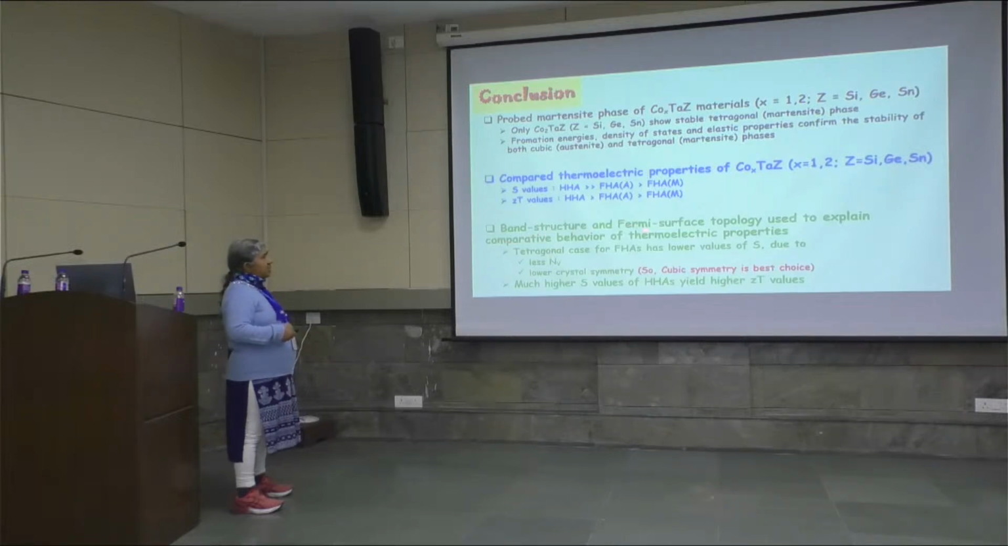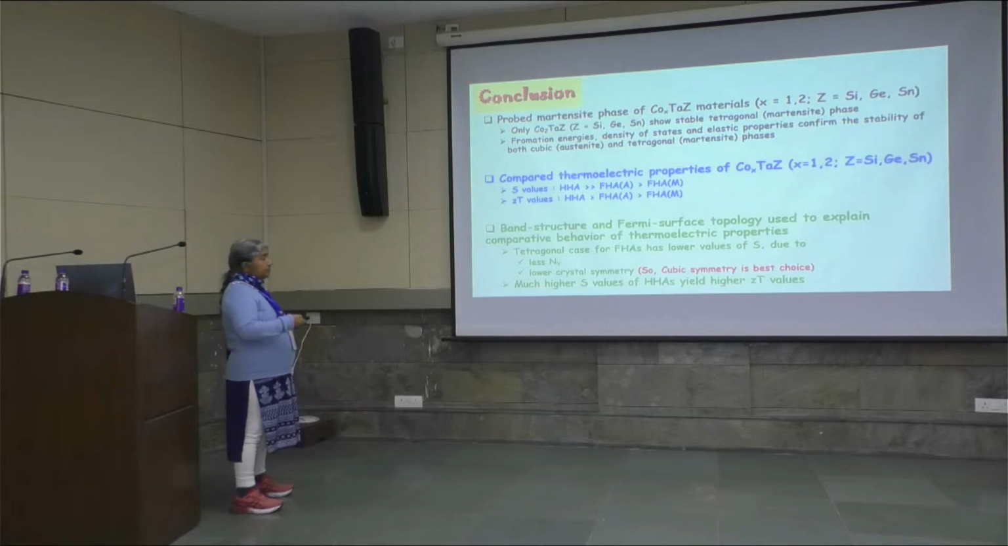So from the band structure and detailed analysis of the Fermi surface topology, we could explain the complete comparative behavior of thermoelectric properties. The tetragonal phase for FHAs has lower values due to lower NV and lower crystal symmetry. So cubic symmetry will be the best choice according to us, and the much higher S values of HHAs yield higher ZT values.